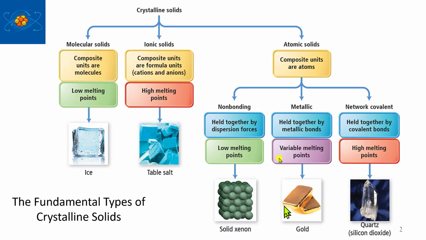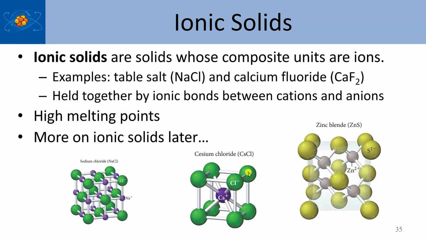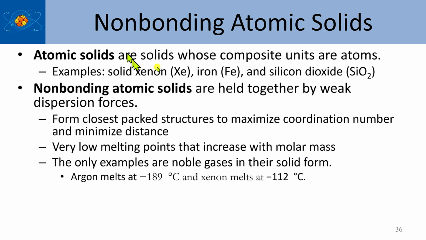So right now we're at the non-bonding atomic solids. And so what are non-bonding atomic solids? They're just atoms, okay? So not metal atoms, but other kinds of atoms. So for example, xenon would be an example of a non-bonding atomic solid. Iron would be an example of a metallic bonding solid, and we'll talk more about that on the next slide, actually. And then silicon dioxide is an atomic solid that's part of what's called a network solid.